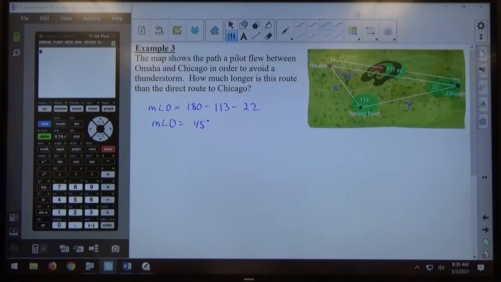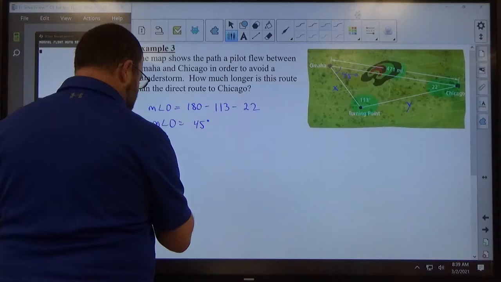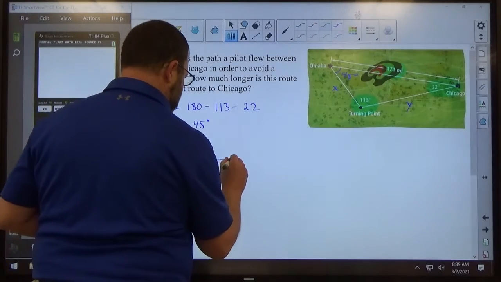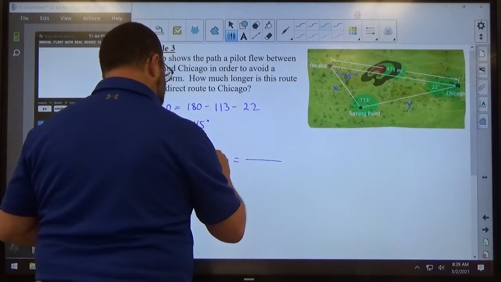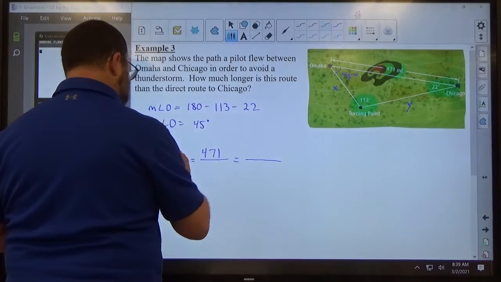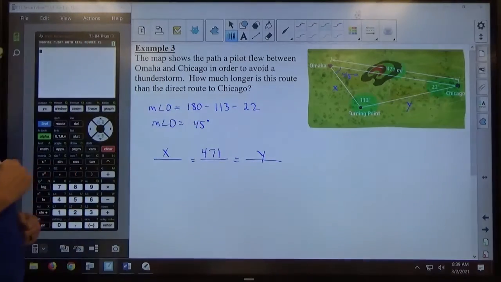Once we know that's a 45-degree angle, now the law of sines comes into play. And the two sides we don't know, x and y, the side we do know, 471. So if I set up my proportion here, I put my 471 miles in the middle. I'm going to put x and y on either side. Doesn't matter which one's which, but again, I want the one I know in the middle.